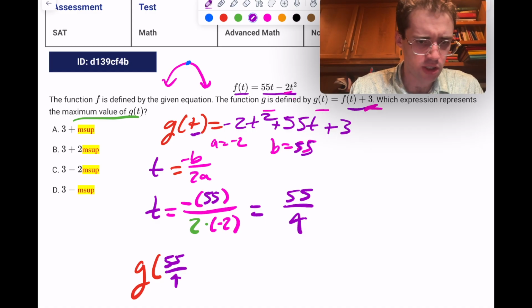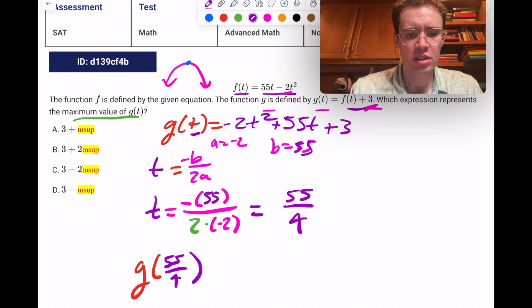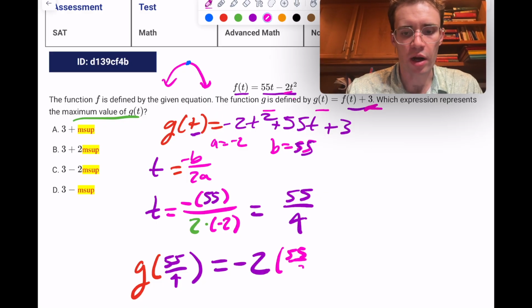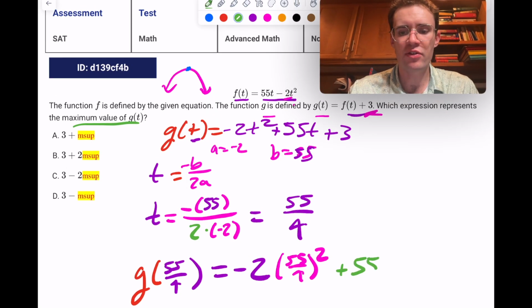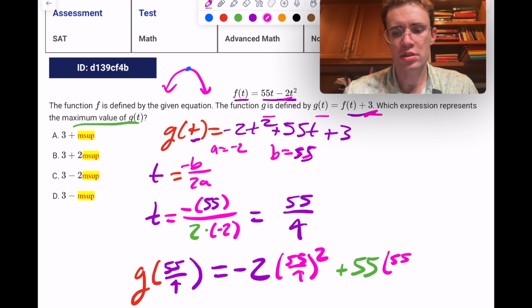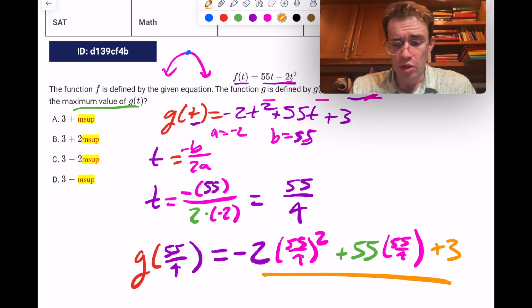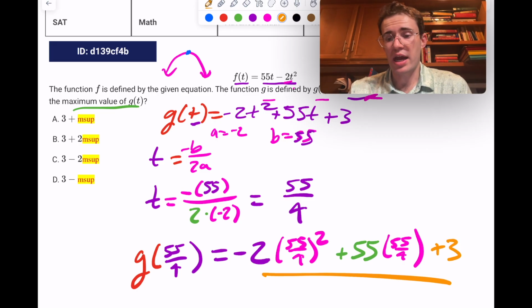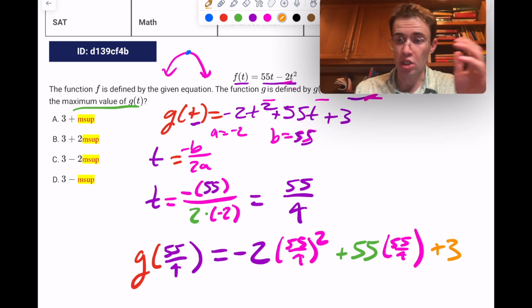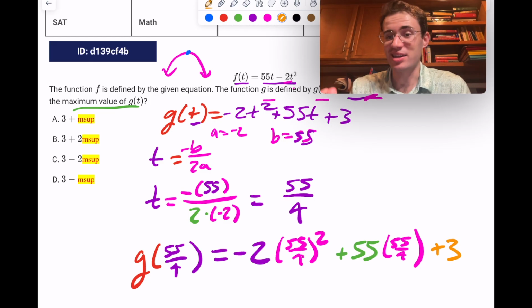So we have g of 55 fourths, which is equal to -2 times 55 fourths squared, plus 55 times 55 fourths, plus 3. So I'm guessing this would be the answer. If you type this all in, it will give you the actual answer, which normally you would do. Normally what you do is just type it into Desmos, see what the y-coordinate is of that.